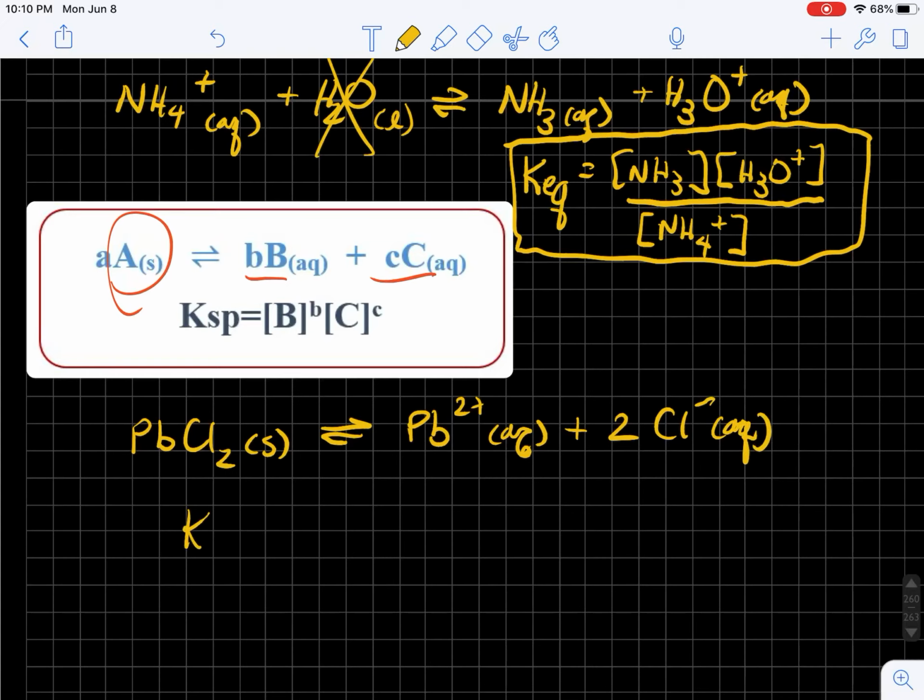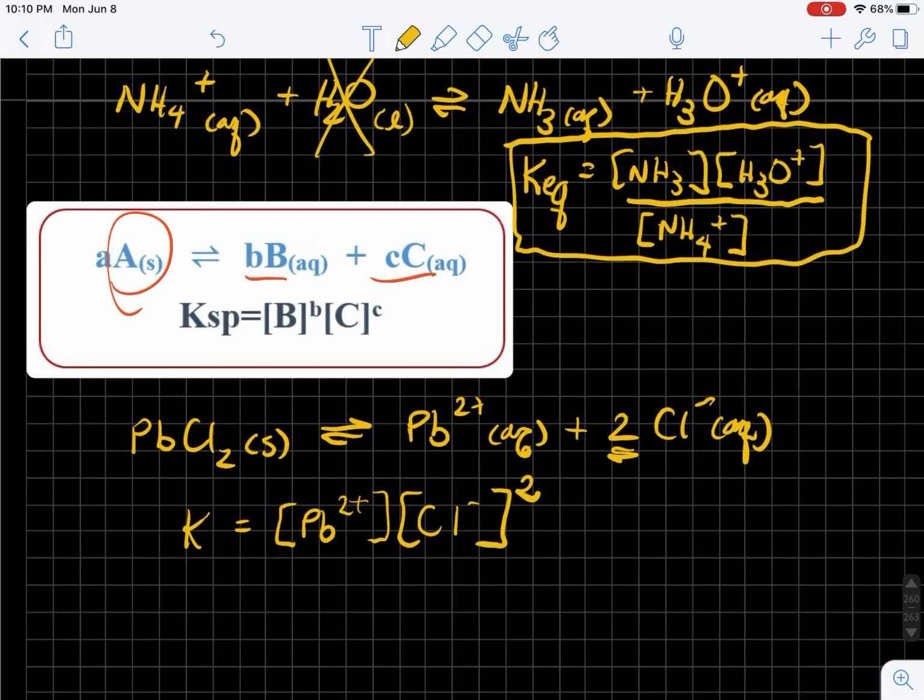Okay, so when we set up KEQ for this, again, we do products. Again, notice I didn't raise lead to the 2 plus power. The 2 plus is the charge. The charge goes in the brackets. The number of moles is the exponent. So when I do chloride, I'm going to square that because there's 2 moles of chloride.